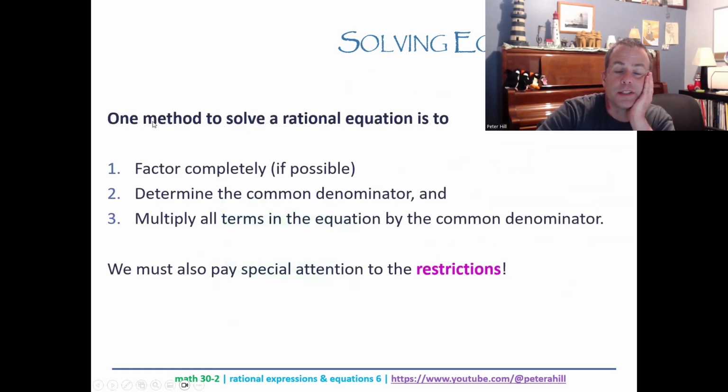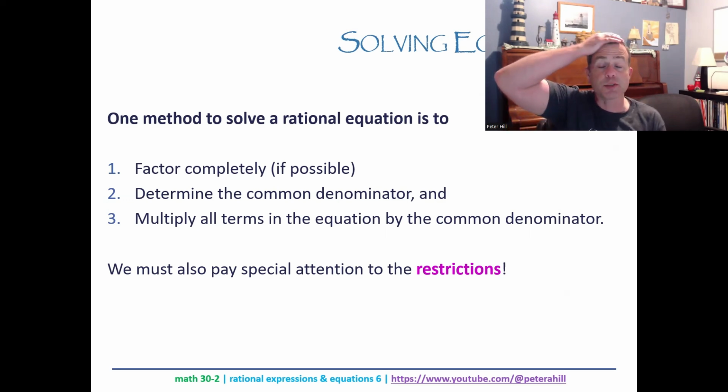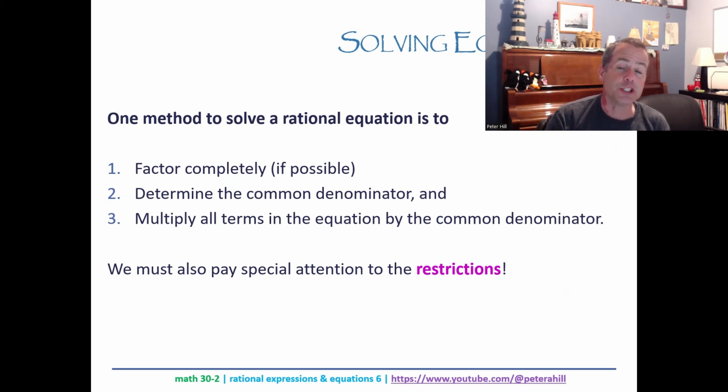So one method to solve a rational equation is to now take a look. These look hopefully starting to feel similar to other things we've talked about. Factor completely. That's always been my number one thing. Number two, determine the common denominator. And then I'm going to show you two different ways here. Step 3 says multiply all the terms in the equation by a common denominator. Some teachers teach to multiply everything by a common denominator. Some teachers teach to actually write it as a common denominator first and then pull the numerators. I'm going to show you both of them just so that no matter who is your teacher, you'll be comfortable with whichever method.